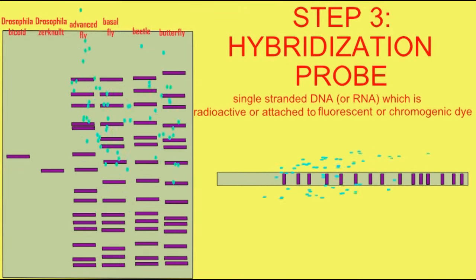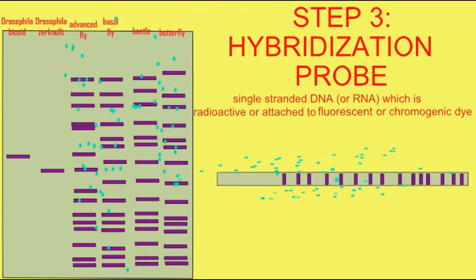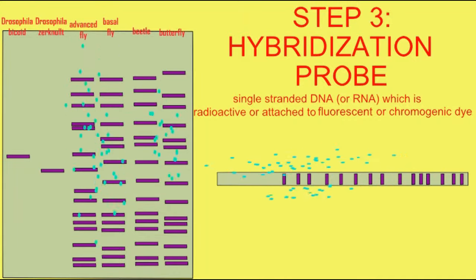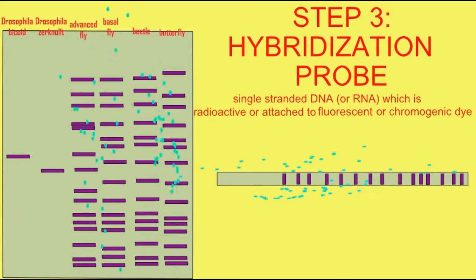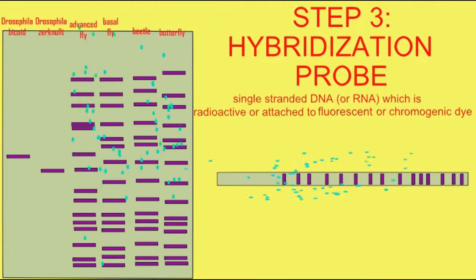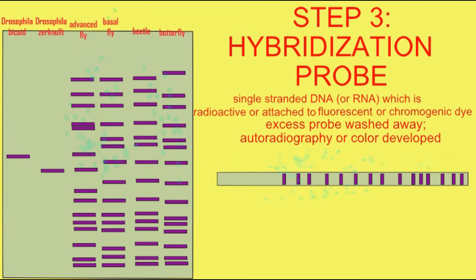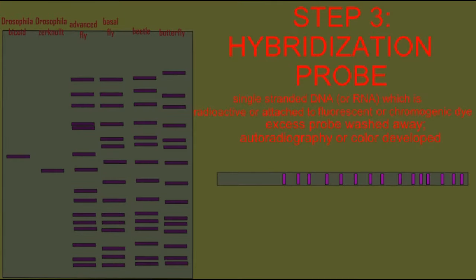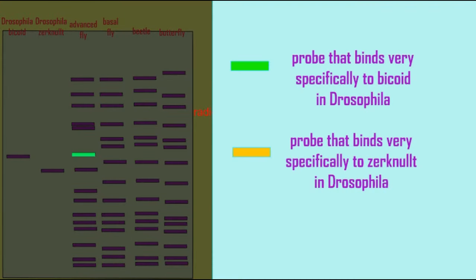Also, a probe for Zerknüllt is applied, and then a more generalized probe which would bind to both bicoid and Zerknüllt, given that they are similar Hox genes which encode DNA binding proteins.